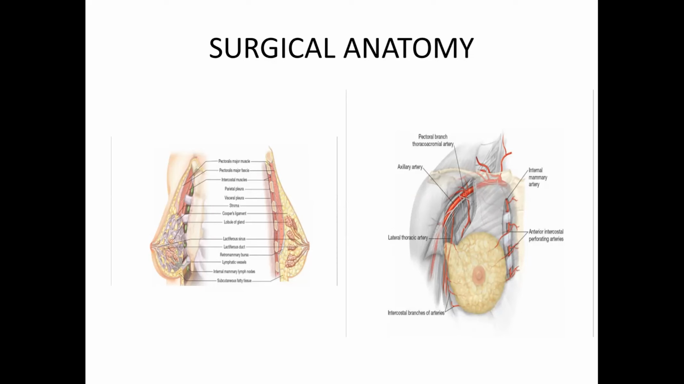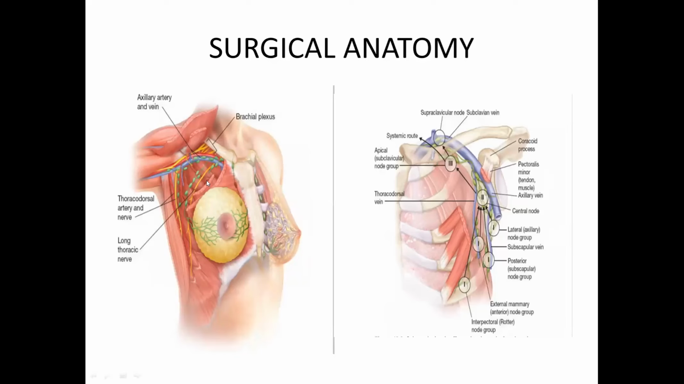The axilla is the quadrangular space which is situated between the upper part of the thorax and the upper limb. It has an apex that is directed cephalad and a base that is directed downward. The medial border of the axilla is formed by the lateral chest wall, by some slips of the serratus anterior, as well as the intercostal muscles and the ribs. The anterior border is formed by the pectoralis major and pectoralis minor. Posteriorly, it's formed by the latissimus dorsi, the teres major muscle, as well as some part of the subscapularis. Laterally, it's formed by the fascia over the axillary vein.